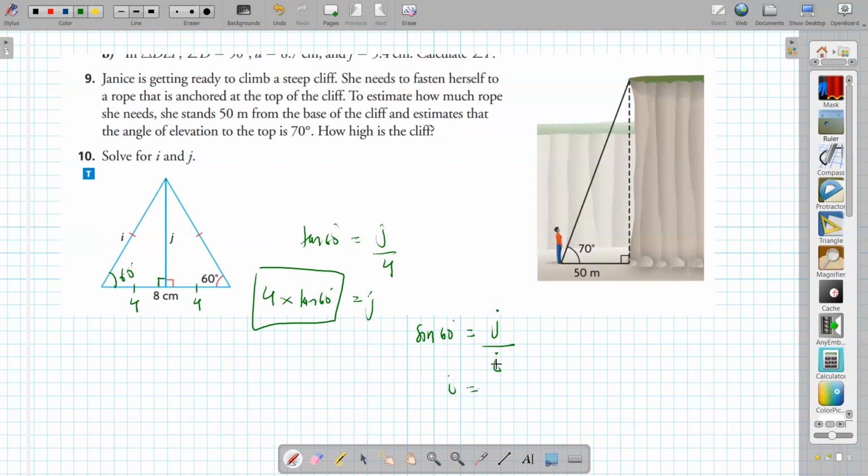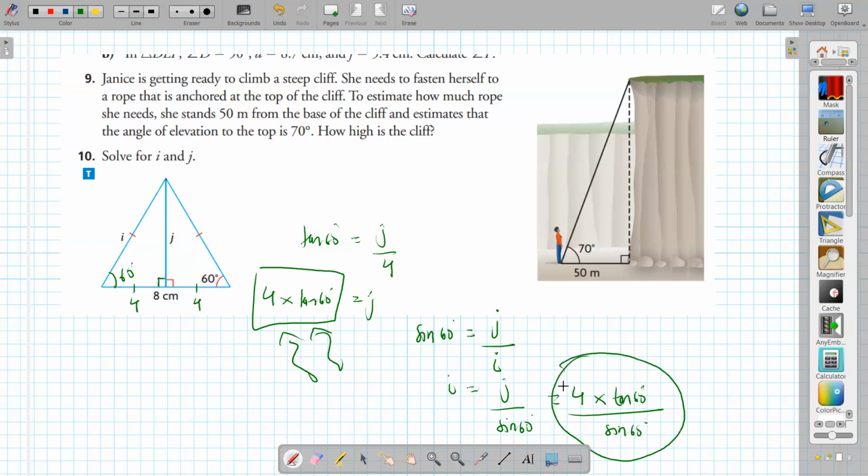Therefore, I is going to be j divided by sine 60. And we know what j is from up here. We didn't plug that in, but we know what it is. So therefore, I is going to be 4 times tan 60 divided by sine 60. You plug that in, and that'll give you the answer for I and j. And you're done. That's it.